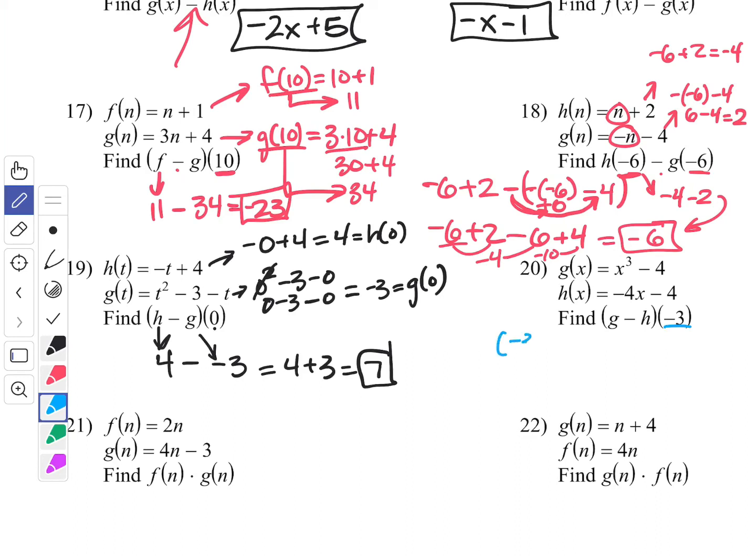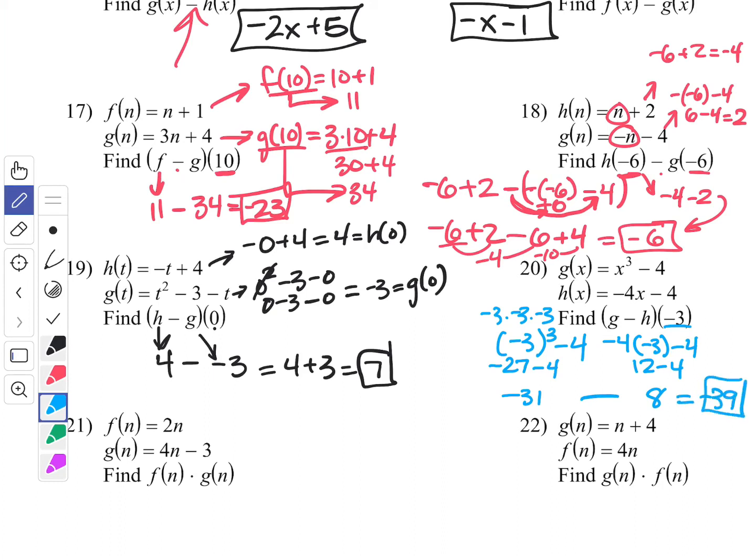So negative 3, so we've got negative 3 cubed minus 4, which would be negative 3 times negative 3 times negative 3, so negative 27 minus 4, which is negative 31. Then we've got negative 4 times negative 3 minus 4, that's h of x. Positive 12 minus 4 gives us 8. Negative 31 minus 8 will give us negative 39. Okay, so that's how we deal with our subtraction.